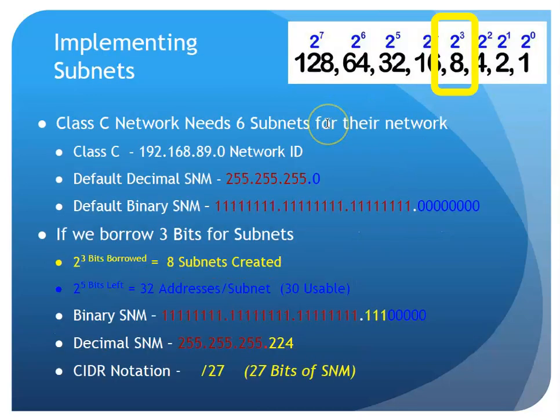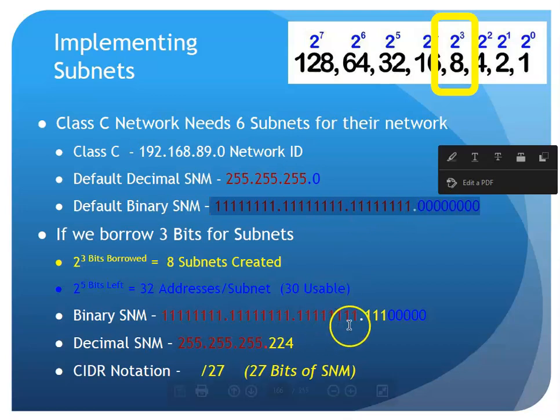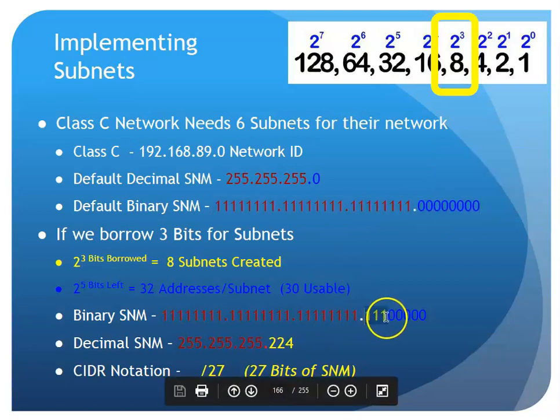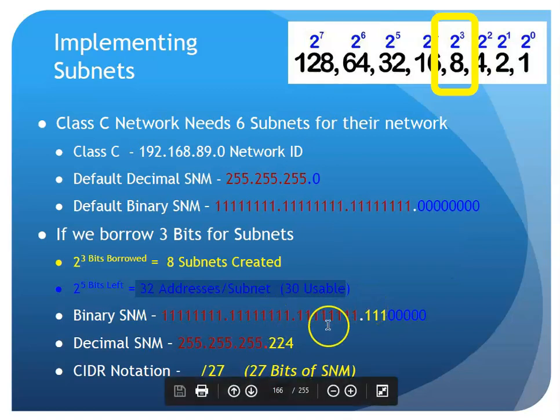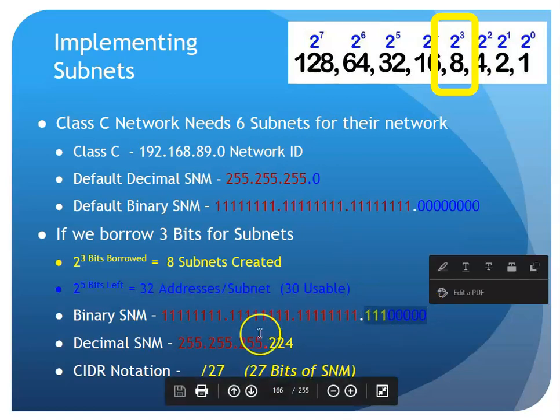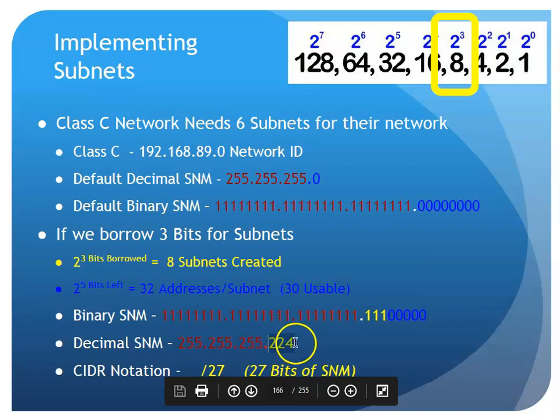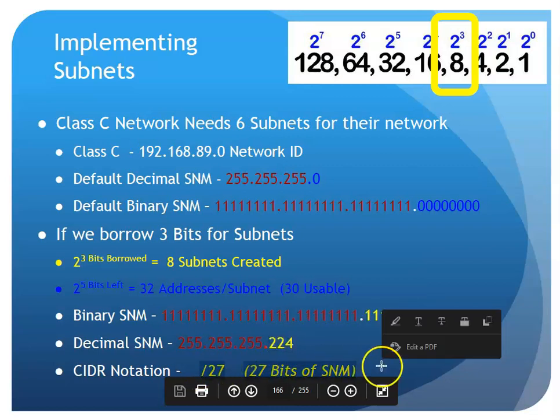Okay, so let's take a class C. We're going to make 6 subnets. So to do that, we'll borrow 3 bits. We'll have 2 subnets left over, but we have enough to get the job done. Here's our default subnet mask. We're going to borrow 3 bits, so there's our 3 bits borrowed right there. 2 to the 3 is going to give us 8 subnets. 5 bits left is going to give us 32 addresses per subnet, of which 30 are usable. When I borrow 3 bits, this becomes my subnet mask, 224 in the last octet, or /27.